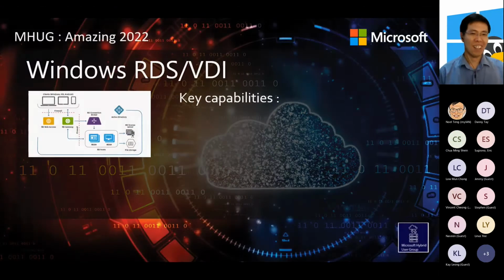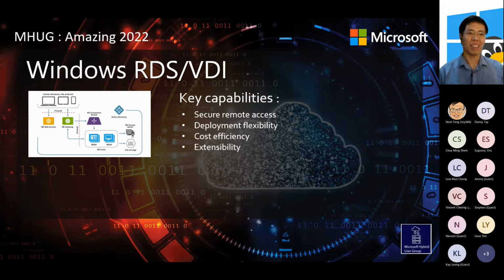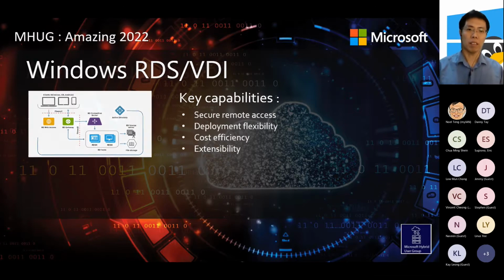So, just briefly talk about the different capabilities provided by Windows RDS VDI, as well as Azure Virtual Desktop, and also Windows 365. For Windows RDS and VDI, we know that it provides very good capability in terms of secure remote access, deployment flexibility, cost effectiveness, and also extensibility.